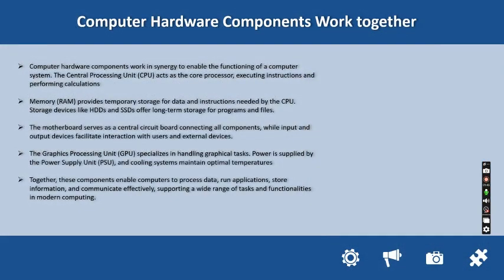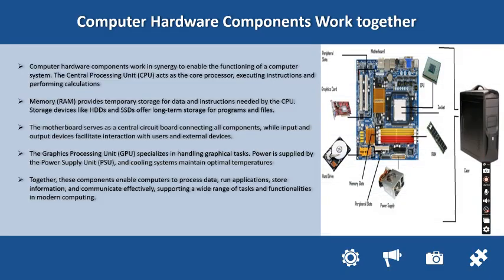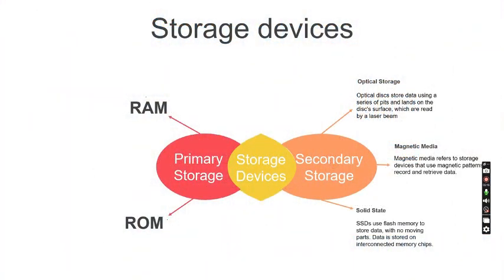Computer hardware components work together. Computer hardware components work in synergy to enable the functioning of the computer system. The central processing unit, CPU, acts as the core processor, executing instructions and performing calculations. Memory provides temporary storage for data and instructions needed by the CPU. Storage devices like HDDs and SSDs offer long-term storage for programs and files. Storage devices: RAM, ROM, optical storage, magnetic media, and solid state.